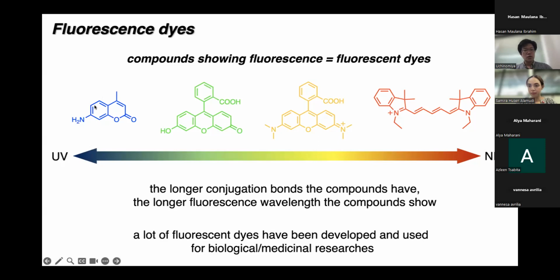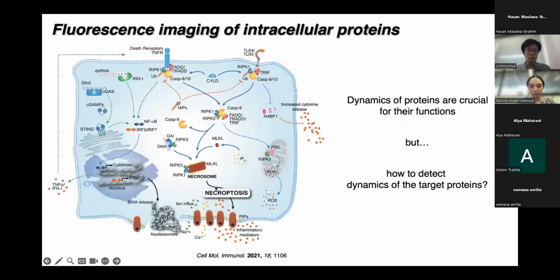So today, a lot of fluorescent dyes have been developed and used for biological and medical science. So last time, I explained how to use this fluorescence imaging in biological research. Let's briefly review the last class.